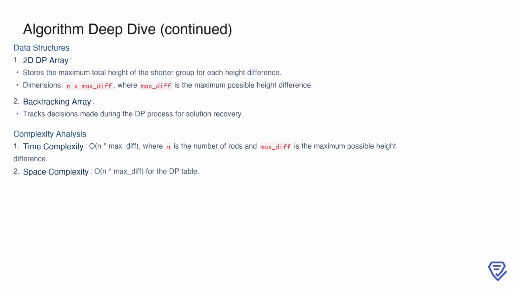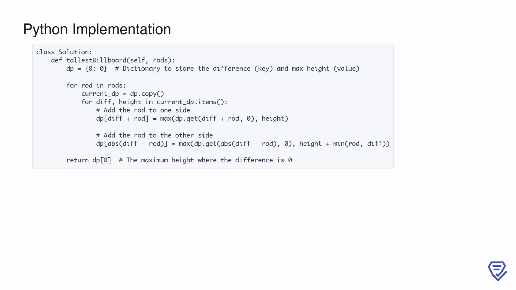This implementation solves the tallest billboard problem using dynamic programming with a dictionary to track differences between two groups of rods. The dp dictionary maps differences, keys, to the maximum possible height of the smaller group, values. Initially, the dictionary starts with only one entry, {0: 0}, which means no difference and no height.